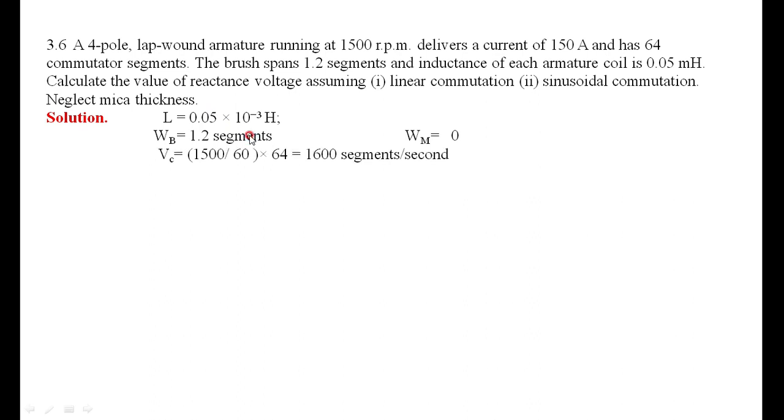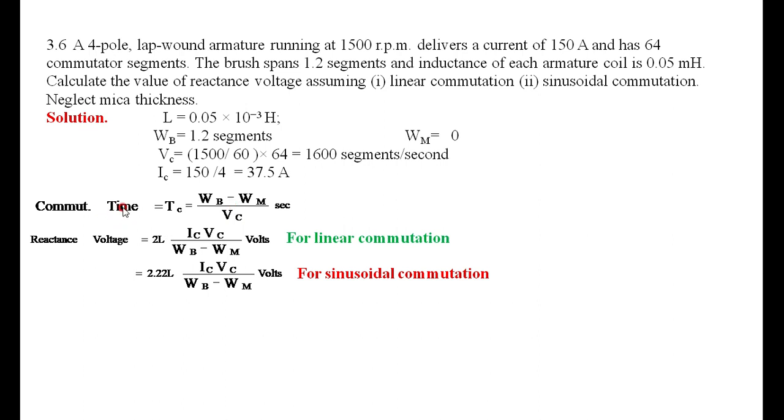Just list out the data given. Here I am listing out the data. WB is 1.2 segment, WM is 0. VC is, for one revolution, the total number of revolutions in 1 second is 1500 by 60, because it is rotating at 1500 rpm, that is, 1500 revolutions it makes in 60 seconds. Therefore, for one revolution it constitutes 64 commutator segments. Therefore, the velocity is 1600 segments per second. Then IC: it is a lap connected winding, therefore the current per coil is 150 divided by 4, that is 37.5 amperes.